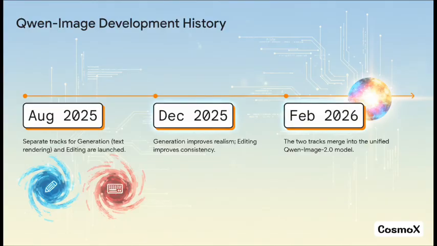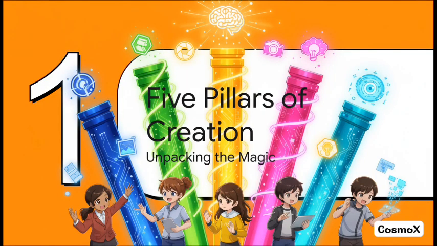In fact, this timeline you're looking at right now, this was generated by Qwen Image 2.0 from one single complex text prompt. It's not just a graphic, it's charting the model's own history, showing how what started as two separate paths, generation and editing, have now merged into one unified, incredibly powerful tool. It's a perfect way to kick things off, right? So how on earth does it do it?